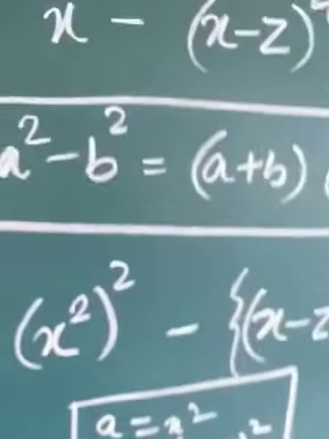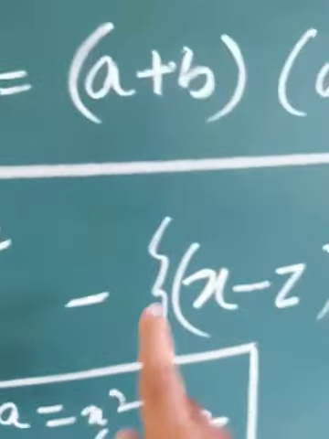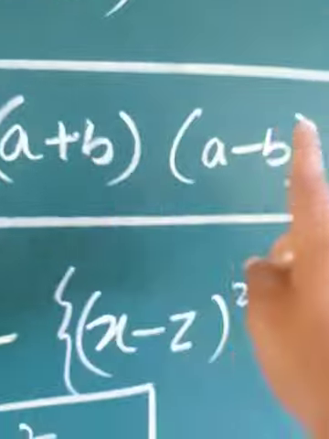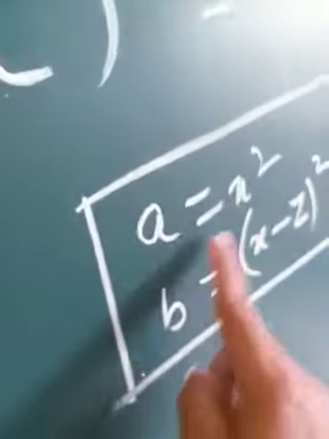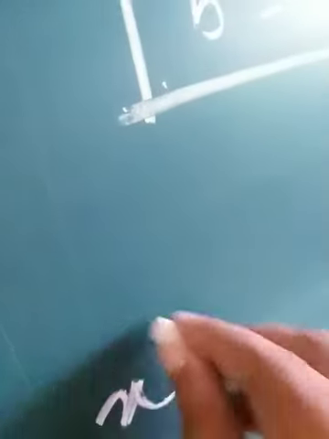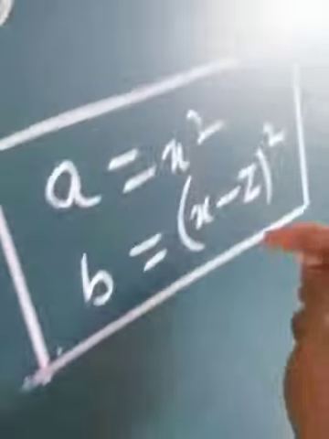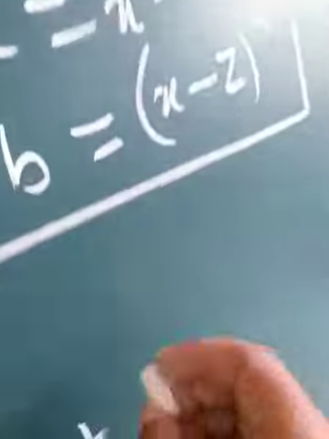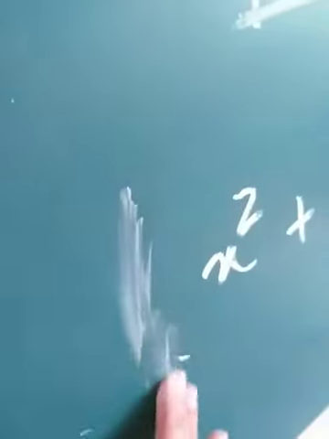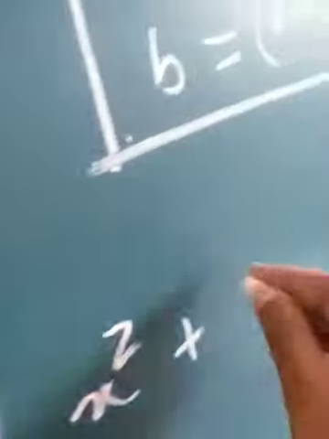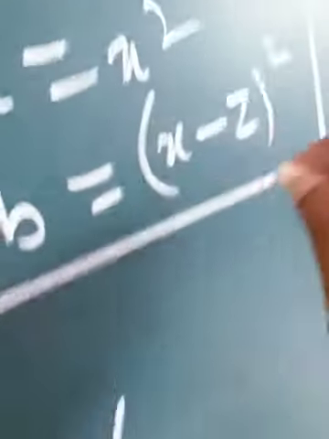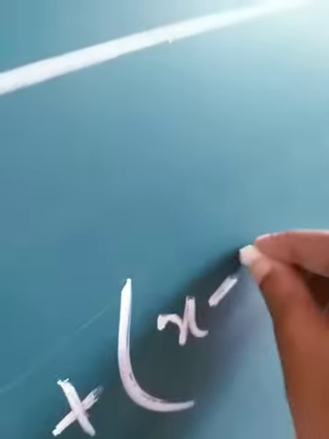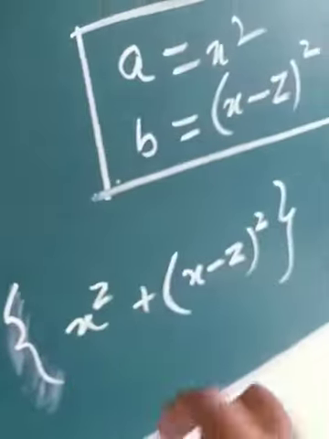Fine. Now we have to change a square minus b square into the form of (a plus b)(a minus b). So let's write the first form, that is a plus b. What is a? x square. So we'll write a plus, and b is a binomial term, so we'll put it inside the bracket, a curly bracket. B is (x minus z) whole square. So this is a plus b.